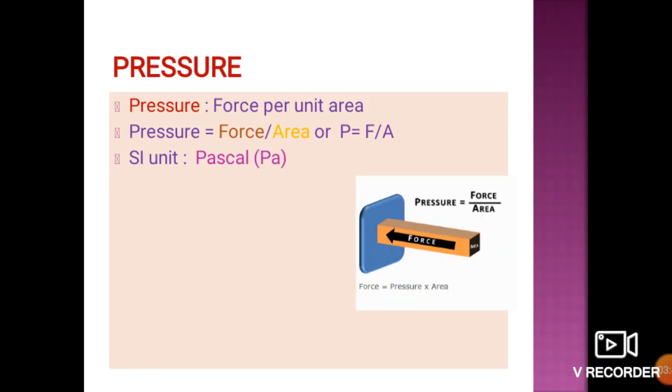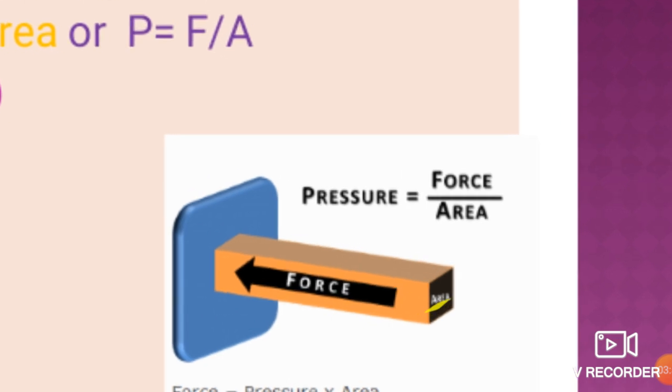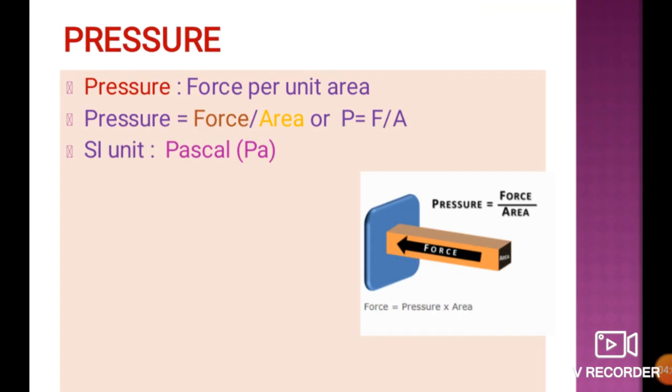Now the unit of pressure: the SI unit of pressure is Pascal. Pressure is also measured in Newton per meter square, as force has the unit Newton and area has the unit meter square. So the whole unit is Newton per meter square, but the SI unit for pressure is Pascal, denoted by Pa.